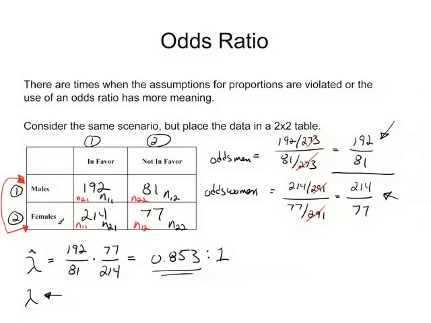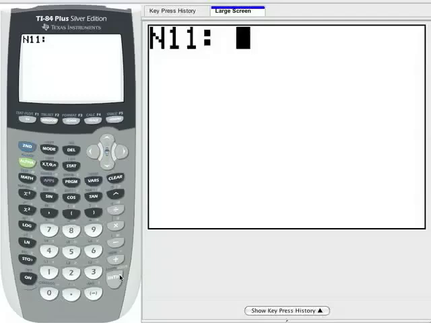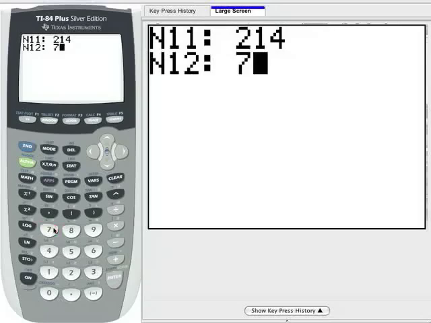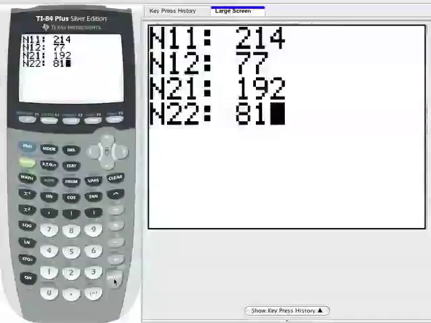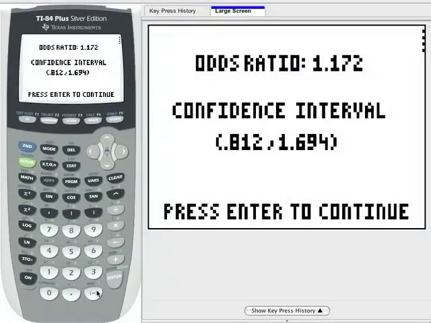So let's go back to the calculator, and I'm going to run this program again. Only this time, N11 is going to be my females that were yes. That's 214, then 77, 192, then 81. And we'll stay with 95% confident. And now my odds ratio is 1.172. That means for every 1.172 women that were in favor, there was 1 man. But look at the confidence interval. It's 0.812 to 1.69. Once again, 1 is in the interval, so it is not statistically significant.